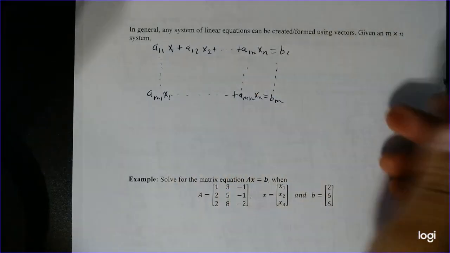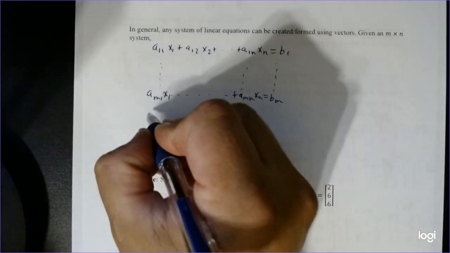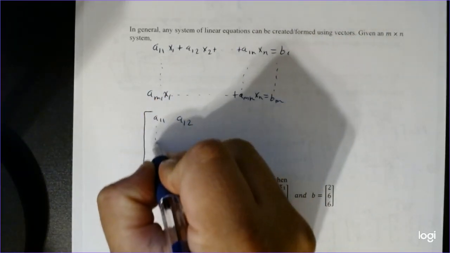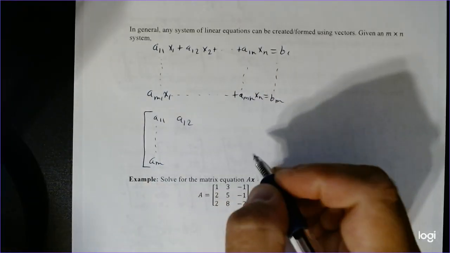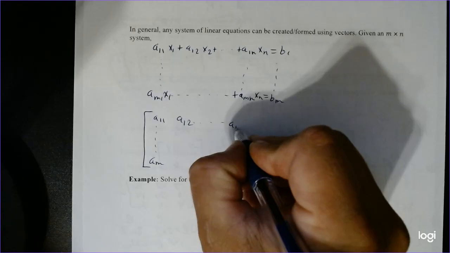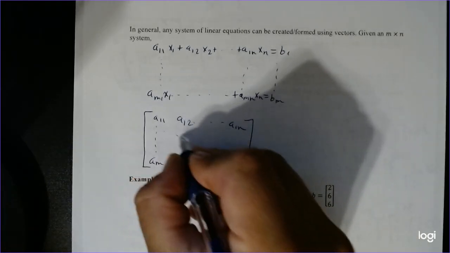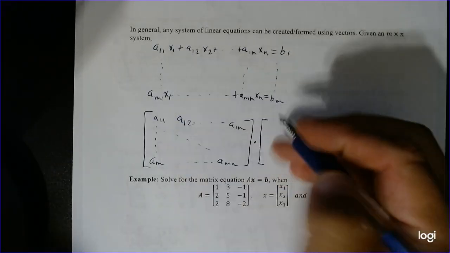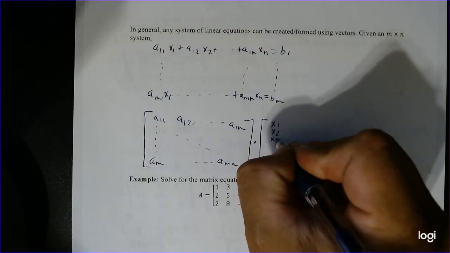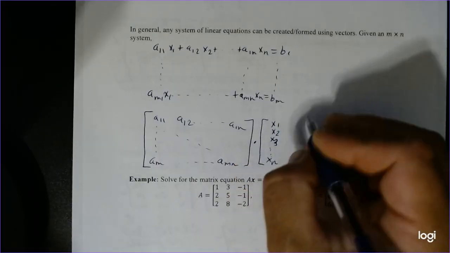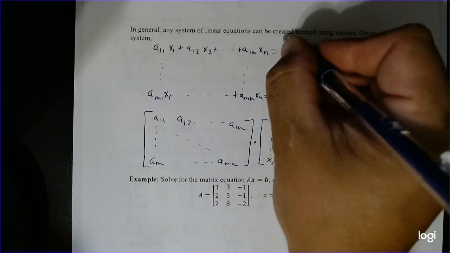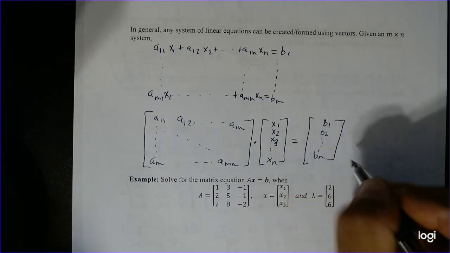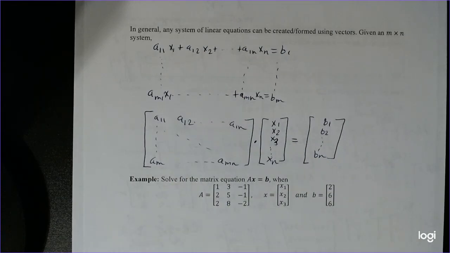I can represent this using matrices and vectors, using its coefficient matrix, so just these numbers themselves, times the x's, and then this is equal to just a column of b's. So this and those are the same. It's just another representation of it.